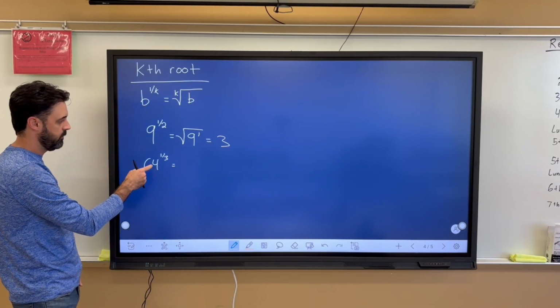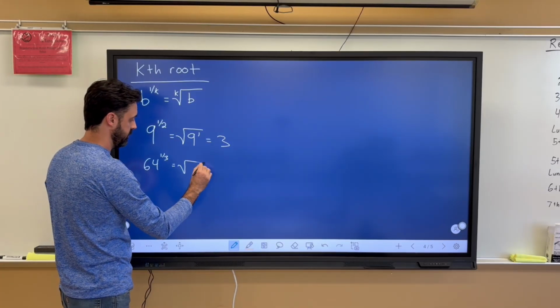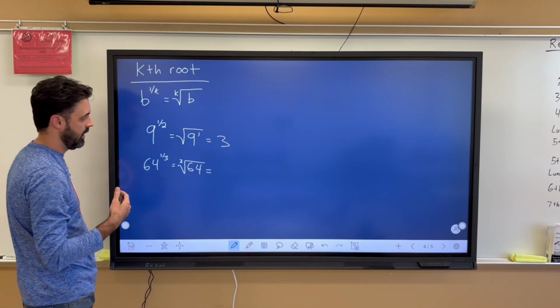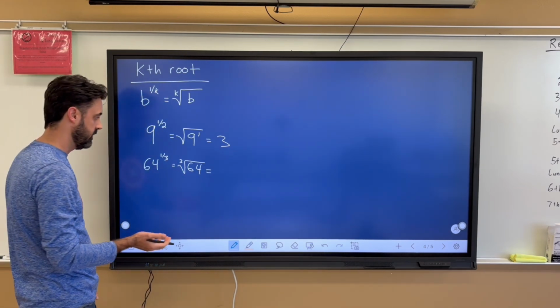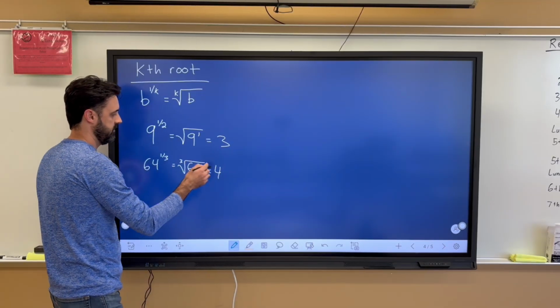If we've got 64 to the 1/3, well, that's the type of root, the 3, so it's a cube root of 64. And so we have to figure out which number, if we cubed it, would give us 64. And that would be 4. 4 to the 3rd is 64, so the cube root of 64 is 4.